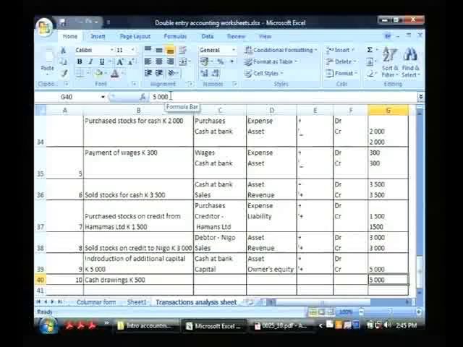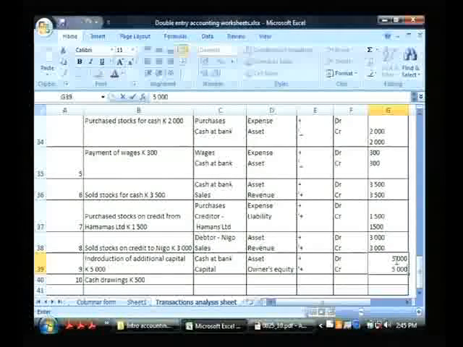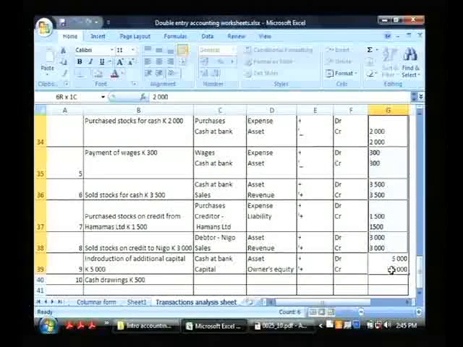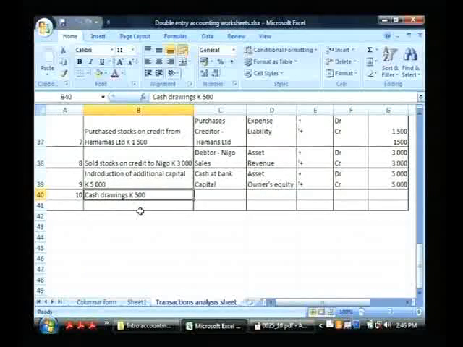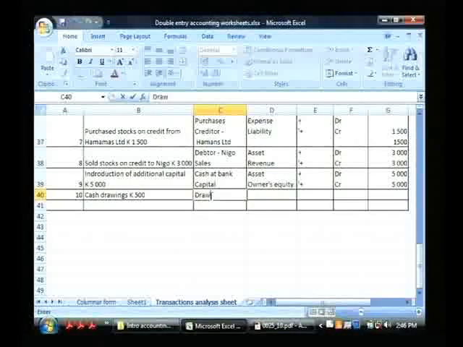5,000. 5,000 debit and 5,000 credit. Last one, owner withdrew cash, drawings account.